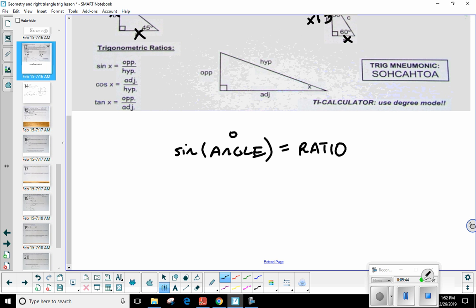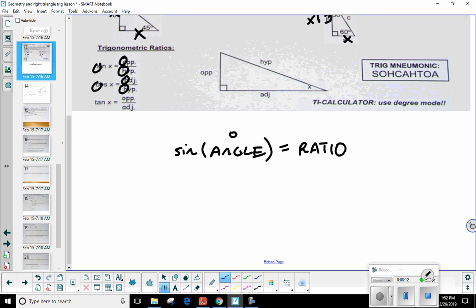And each trig function is very specific about what sides they want. So sine is always going to take the opposite side over the hypotenuse. Cosine is the adjacent over hypotenuse. Tangent is the opposite over adjacent. In fact, that is where you get SOHCAHTOA from. SOH: sine, opposite, hypotenuse. CAH: cosine, adjacent, hypotenuse. And then TOA: tangent, opposite over adjacent.